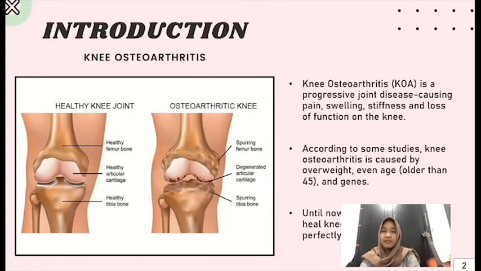Knee osteoarthritis, or KOA, is a progressive joint disease causing pain, swelling, stiffness, and loss of function in the knee. According to some studies, knee osteoarthritis is caused by being overweight, even for someone who is 45 and older, and also by genes. Until now, there is no cure to heal knee osteoarthritis perfectly.